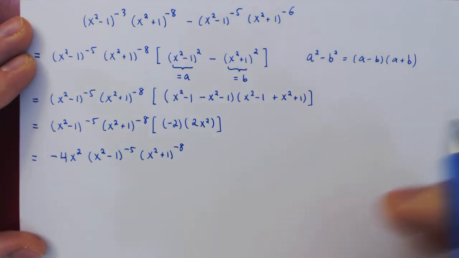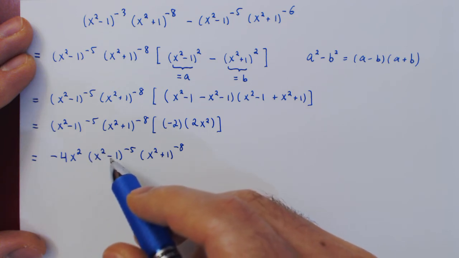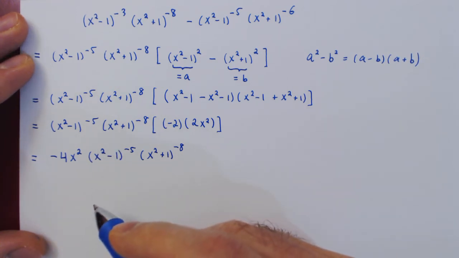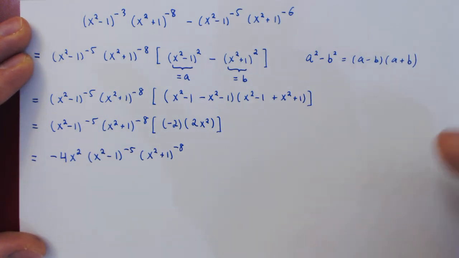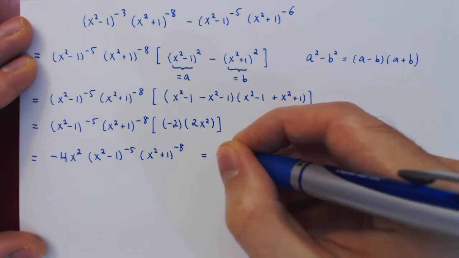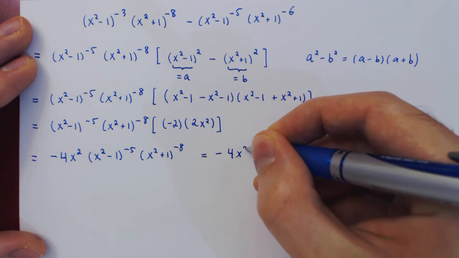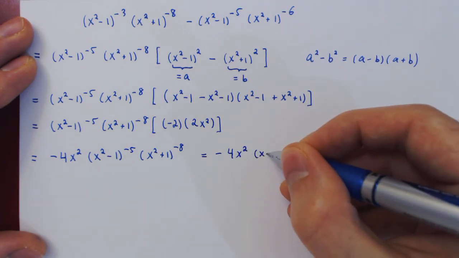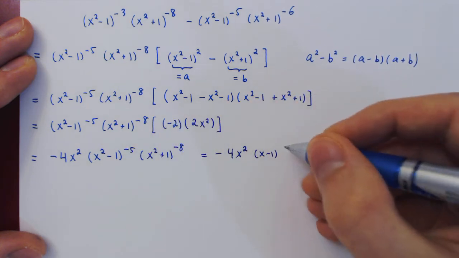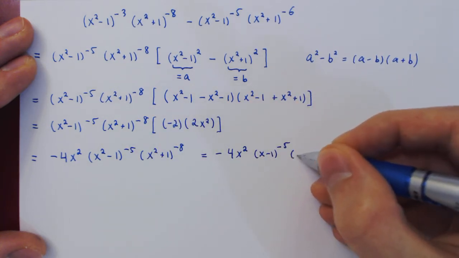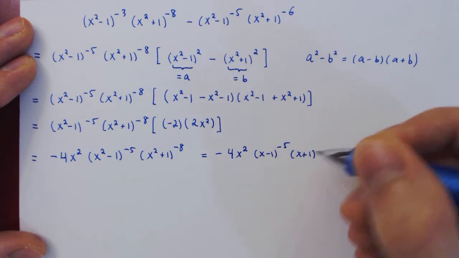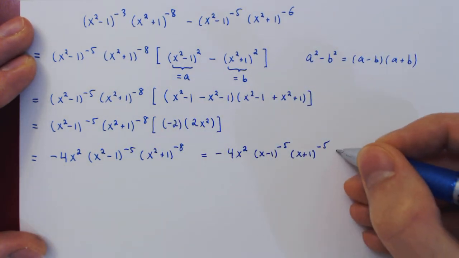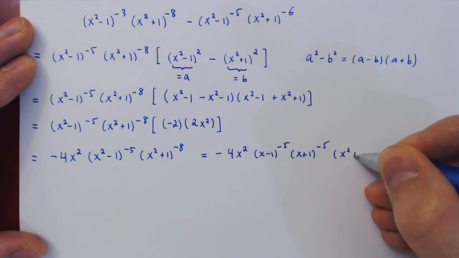And we can make one more observation. X squared minus 1 is itself a difference of squares, as 1 squared is 1. So we can factor one more time. So if we factor this, we will get x minus 1 to the negative 5 times x plus 1, again to the negative 5. And finally, the last factor, x squared plus 1 to the negative 8.